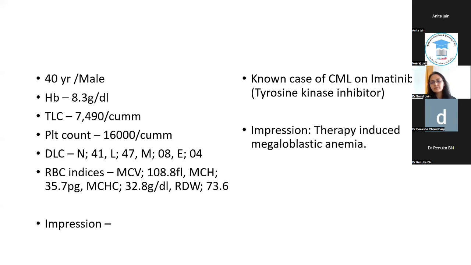But since in the laboratory we don't have the picture, we can just identify and write it. This patient had a low Hb, very low platelet count, classical megaloblastic anemia. But this is a megaloblastic anemia that is therapy-induced. We won't write a B12 folate assay for this patient.